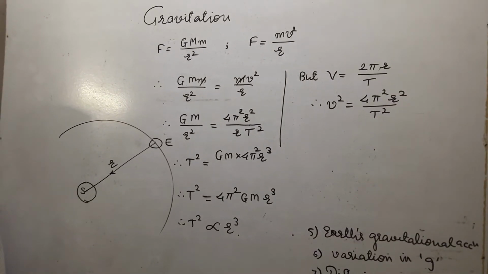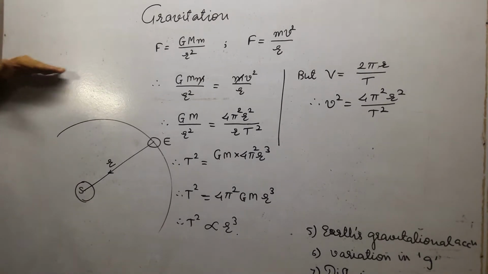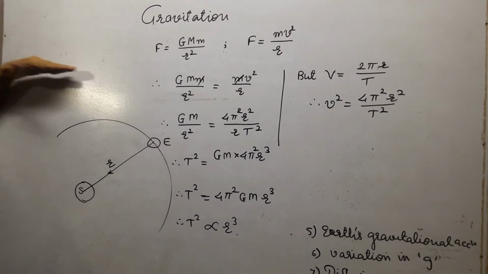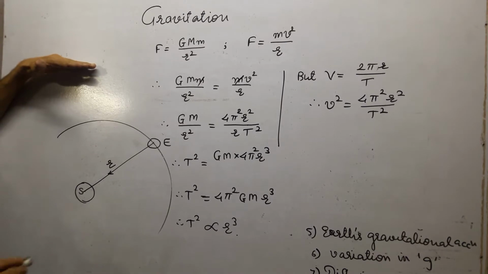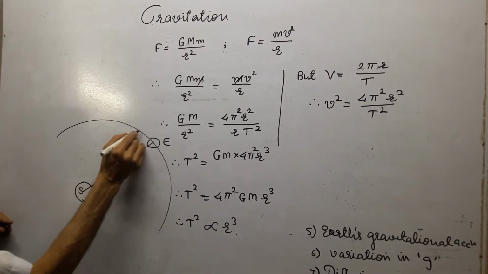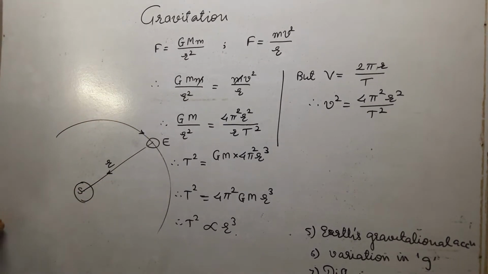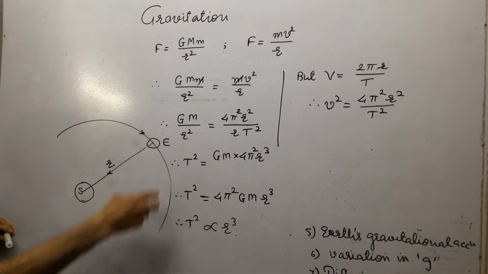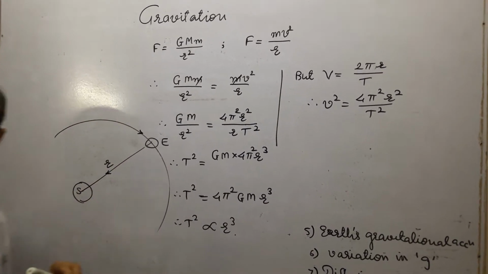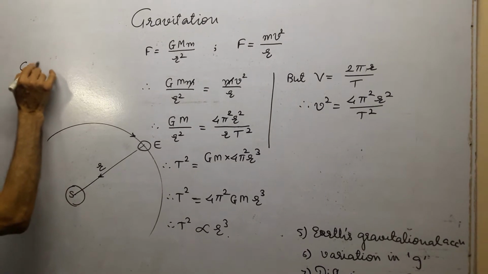According to Newton's first law of motion, we know that if a body is in motion, then it remains in linear and uniform motion unless an external force acts upon it. Now here the earth moves around the sun in a circular path. And I told you that whenever a body moves in a circular path, one more force comes into play, and that is called the centripetal force.